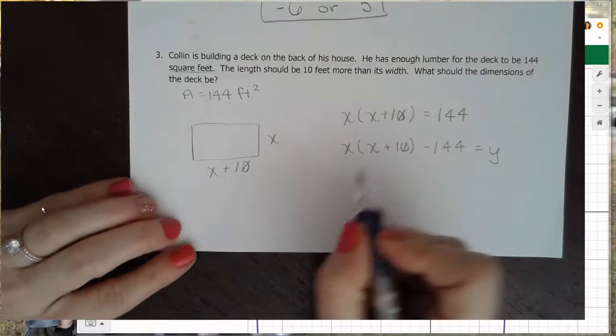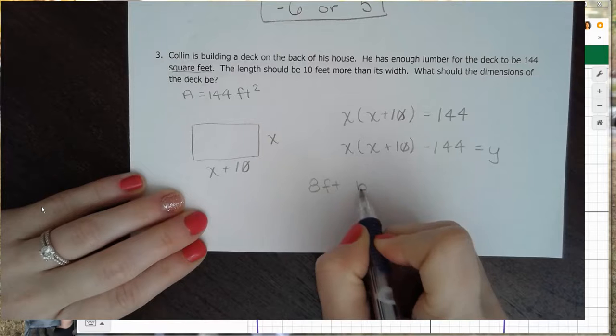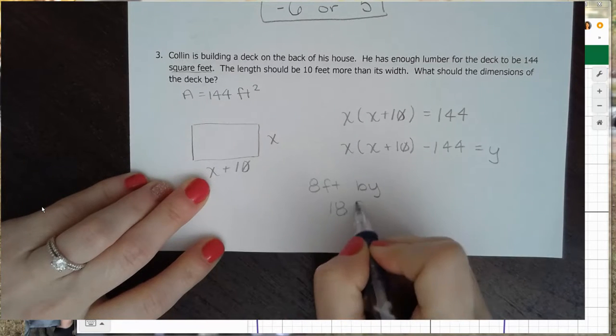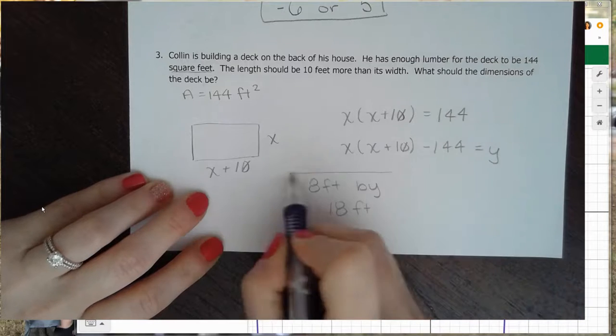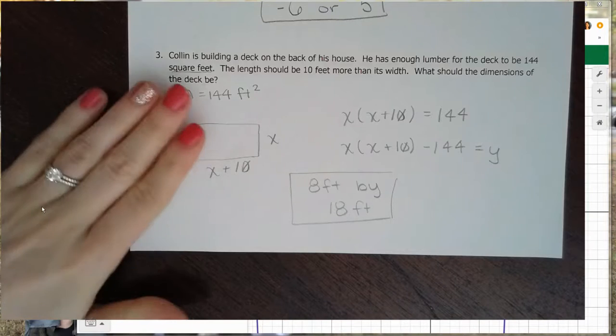So that will be 8 feet by, and then 8 plus 10 would give me 18 feet. So the width will be 8 feet and the length will be 18 feet. Moving on to the second page of these.